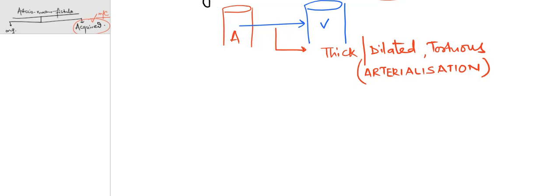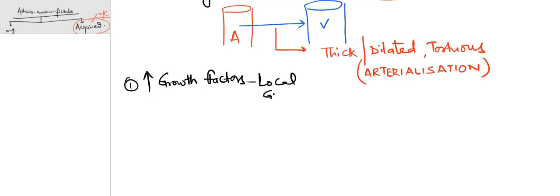What this direct blood shunting does is, first of all, it brings in a lot of growth factors. The increase in local growth factors causes a hypertrophy of the part involved. This is basically referred to as local gigantism because of an increase in growth factors.